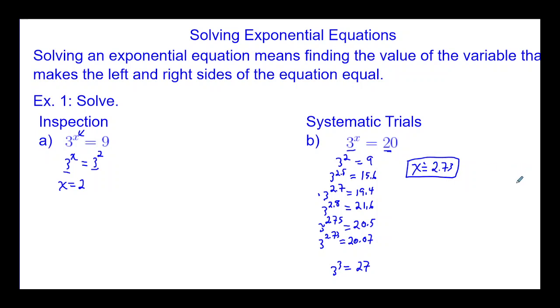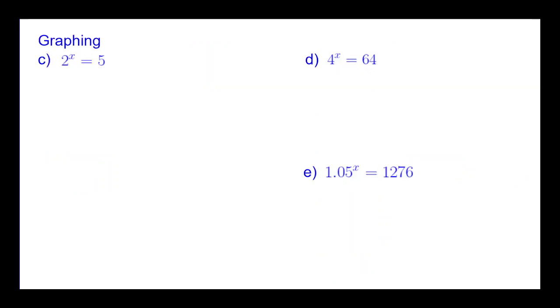All right, let's look at one last way for how we can solve an exponential equation. And that way is using a graph, or by graphing. So here's an equation, 2 to the x is equal to 5. We know that 2 squared is 4. We know that 2 cubed, 2 times 2 times 2, is 8. 4 is too small, 8 is too big.